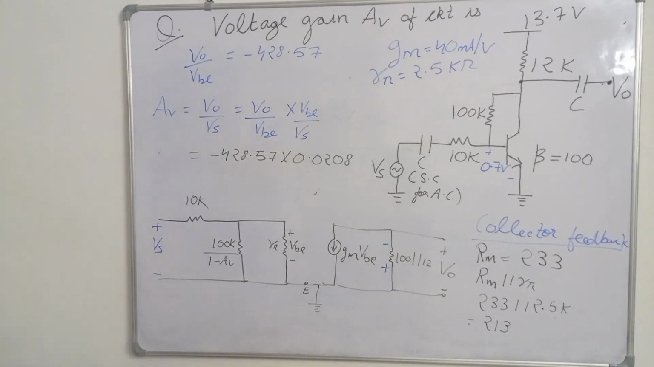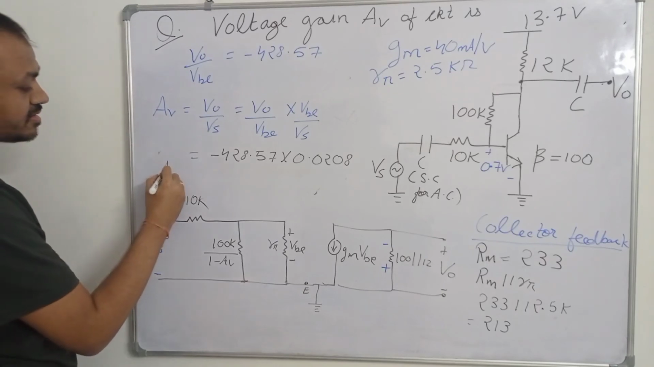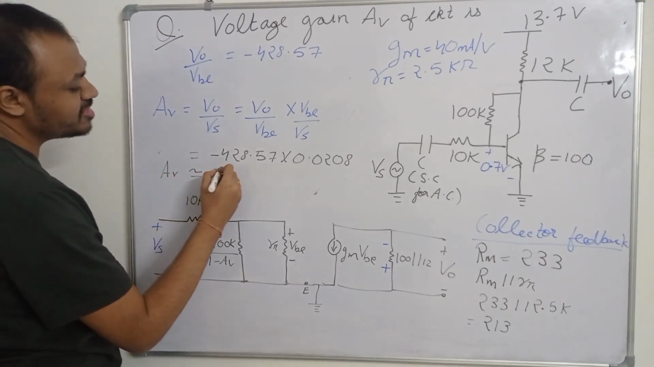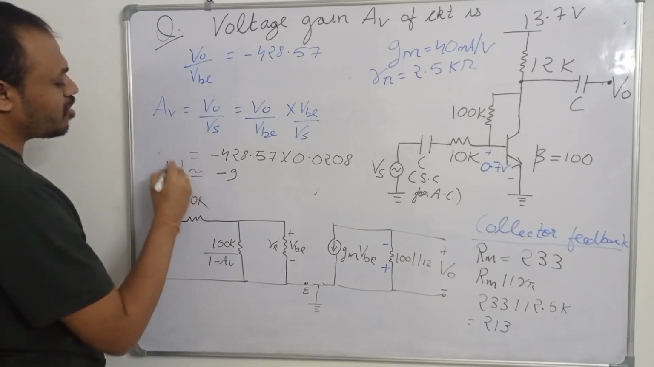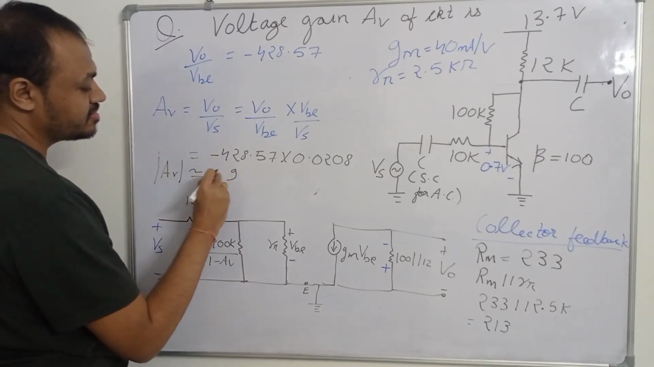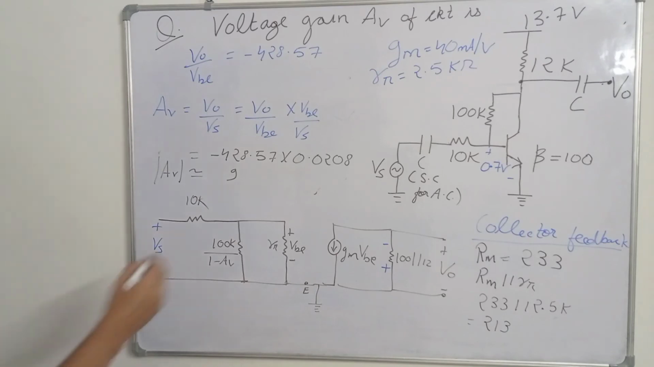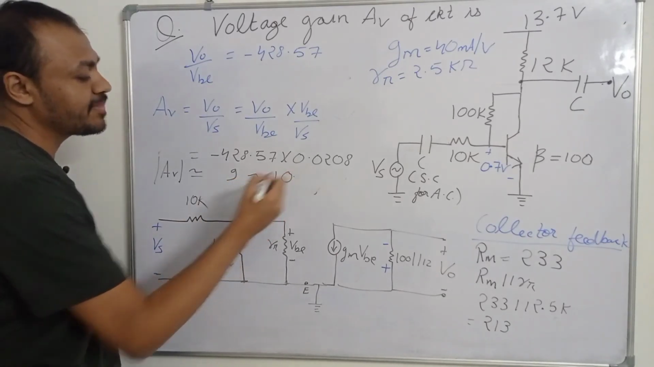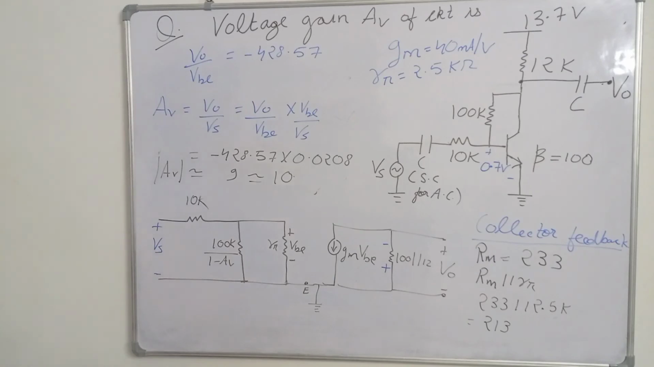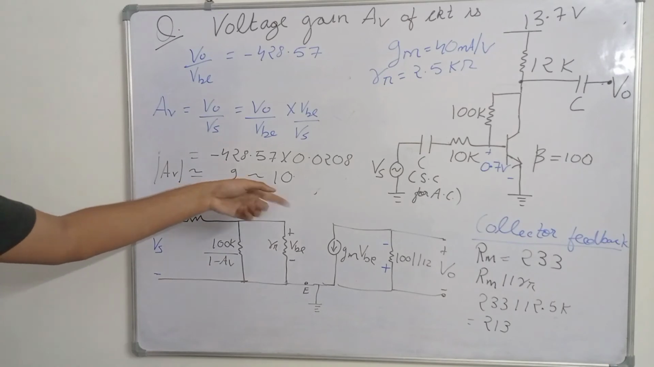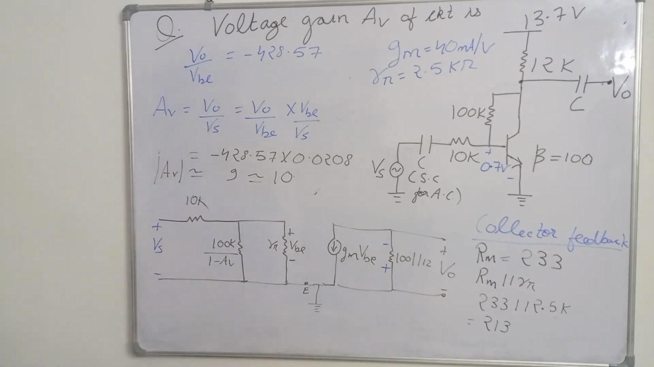Finally, if we multiply these two values, then we get AV approximately equal to minus 9, or mod of AV is equal to 9, or approximately 10. So 10 is the correct option for this. The 10 was given as an option in the paper. So the correct option is 10, and the approximate value of AV is 9, or we can take it as 10. So this is how we can calculate the voltage gain of this circuit.